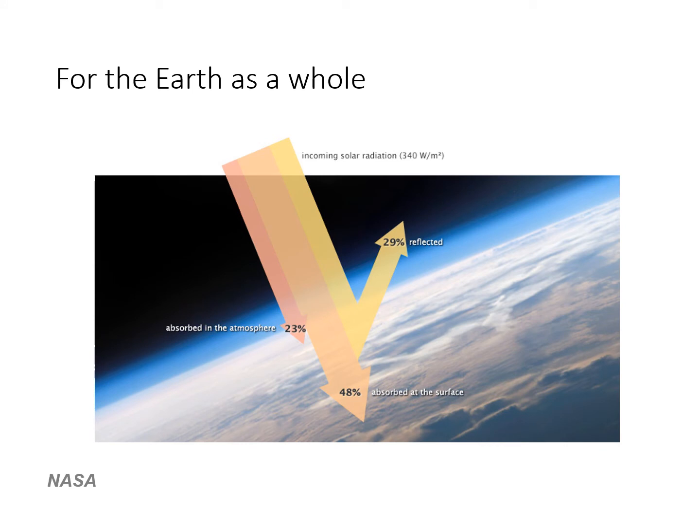Energy reaches the Earth from the Sun. This incoming radiation totals 341 watts per meter squared. 29% is reflected by the atmosphere. 23% is absorbed by the atmosphere. And 48%, or about 238 watts per meter squared, reaches the Earth.